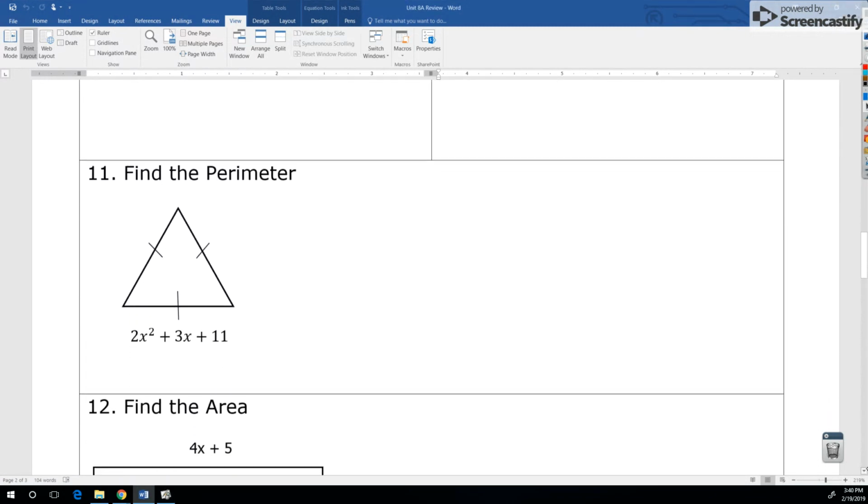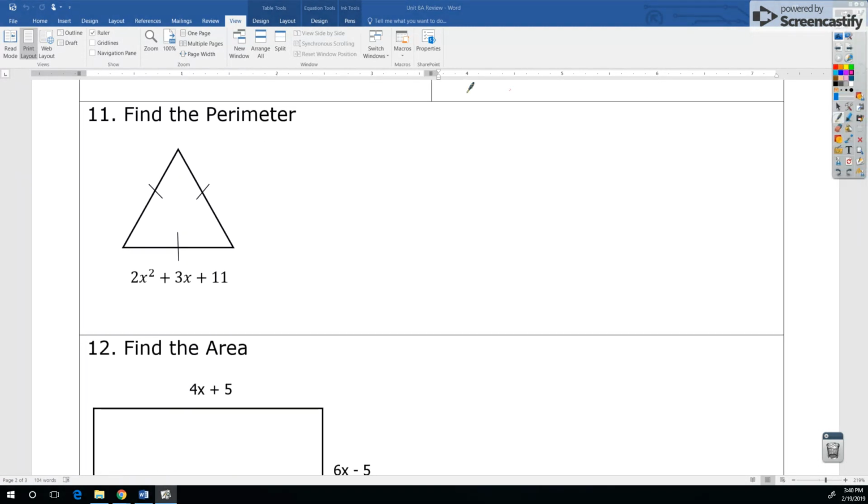Perimeter means I'm going to add up all the sides. In this triangle, I'm told that it is equilateral, that they are all the same. That's what those tick marks mean. So add up all your quadratic terms. So I have 2x squared, 2x squared, 2x squared. That's 6x squared.